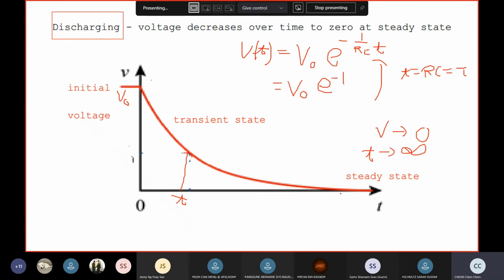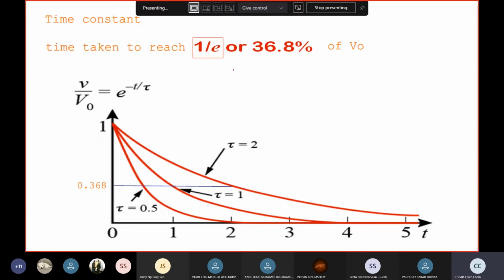And e basically is a constant, the exponential constant. And you can check that 1 over e is basically equal to 0.368. This basically means that this is 0.368.